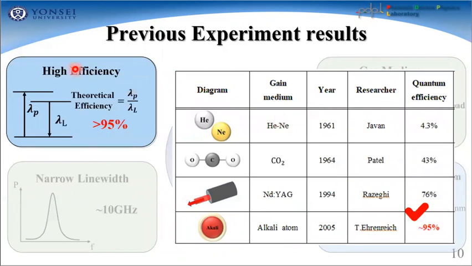First of all, alkali atoms have the highest quantum efficiency at present. The quantum efficiency is the theoretically highest efficiency of a laser. Helium-neon laser has 4.3%, carbon dioxide laser has 43%, and argon laser has 76% quantum efficiency. Also, ytterbium fiber laser has almost 89% quantum efficiency. However, alkali atoms have over 95% quantum efficiency.